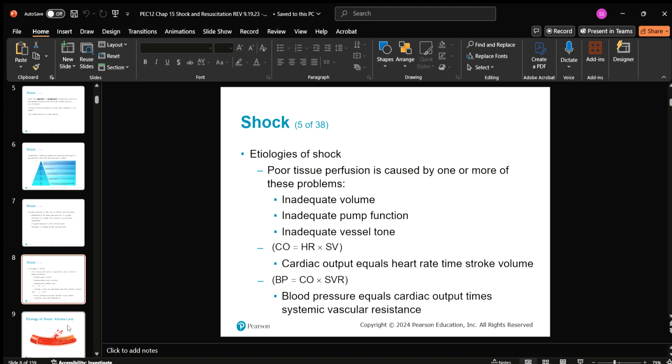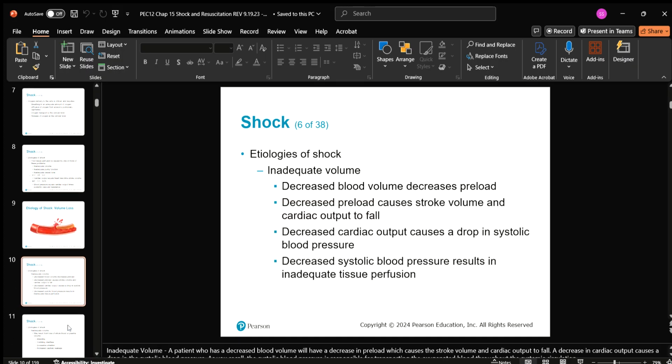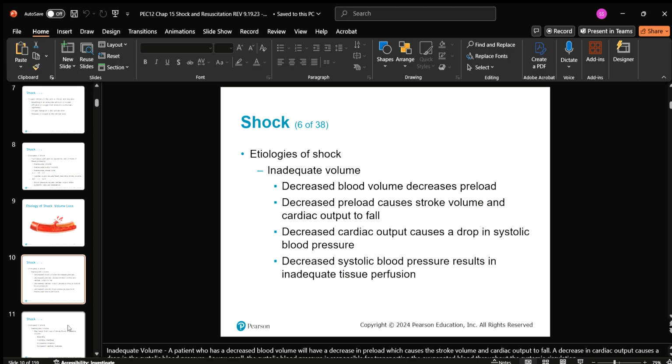All right, so moving on. The first one is volume loss. We're still talking about the big picture, the three etiologies of shock. When we talk about inadequate volume, we're talking about decreased blood volume. So what's one reason somebody could have decreased blood volume?